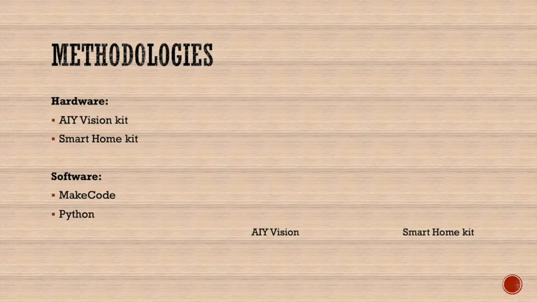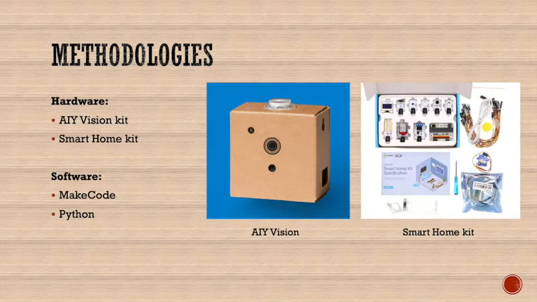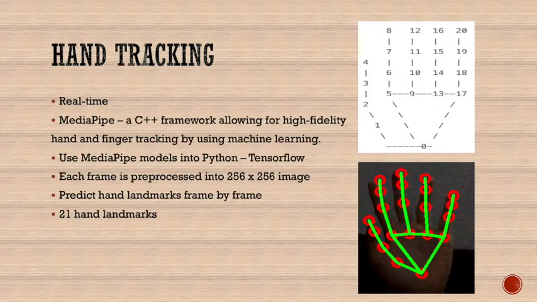For methodologies, I use ARY Vision Kit for the camera and Smart Home Kits for the home appliances. The software uses MakeCode for programming the smart home and Python for the hand gestures. Hand tracking is using MediaPipe models. It is basically a C++ framework allowing for high fidelity hand and finger tracking by using machine learning. So I imported the model into the Python and get the details using TensorFlow.